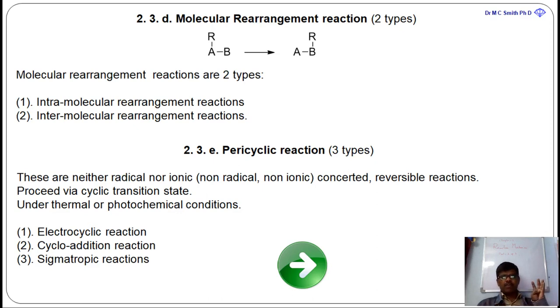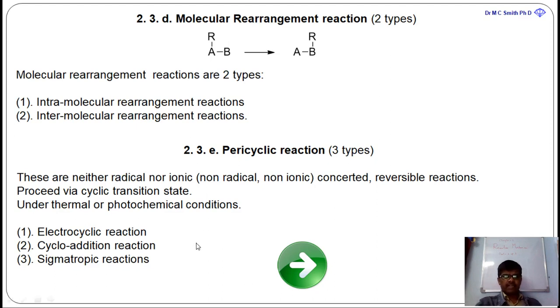And the fourth type of reaction is molecular rearrangement reaction. This again has two types, where some rearrangement takes place in the reaction. For example, some group R is attached to A, and if the reaction undergoes this type of molecular rearrangement, then the attached R is shifted to molecule B. Clear? Yes. This is how there are two types, intramolecular and intermolecular. And the last one, pericyclic reaction.